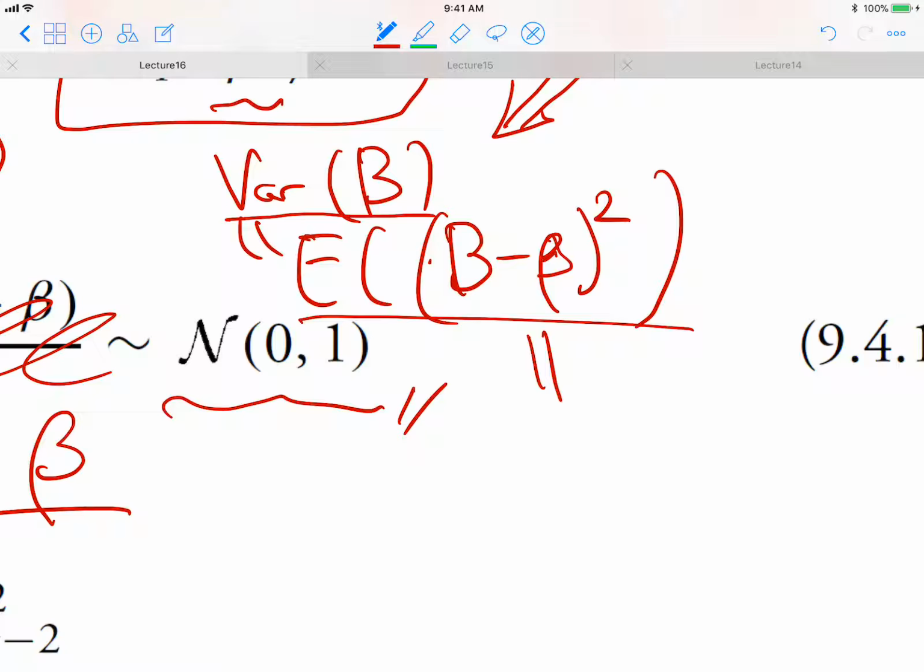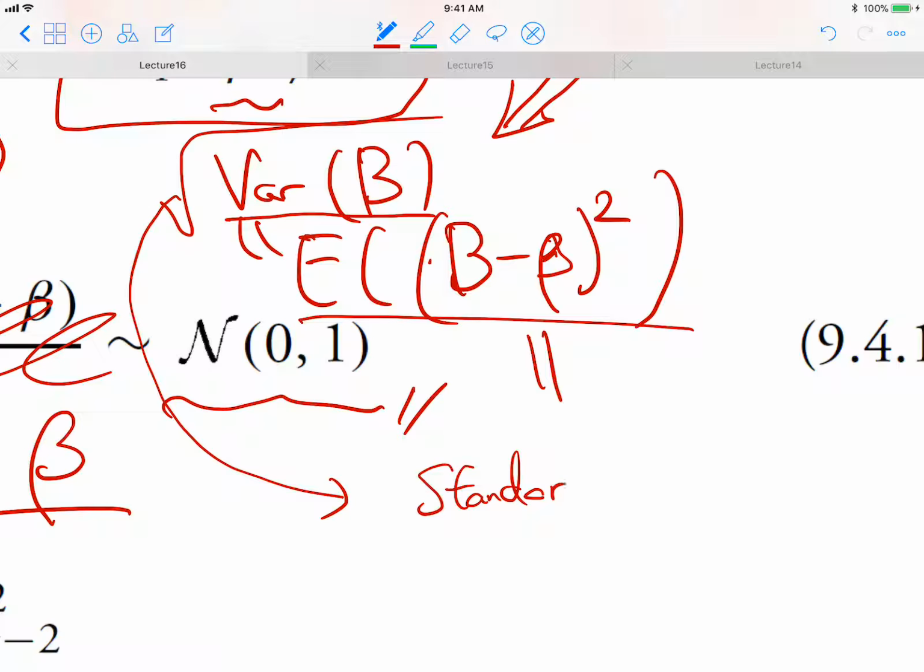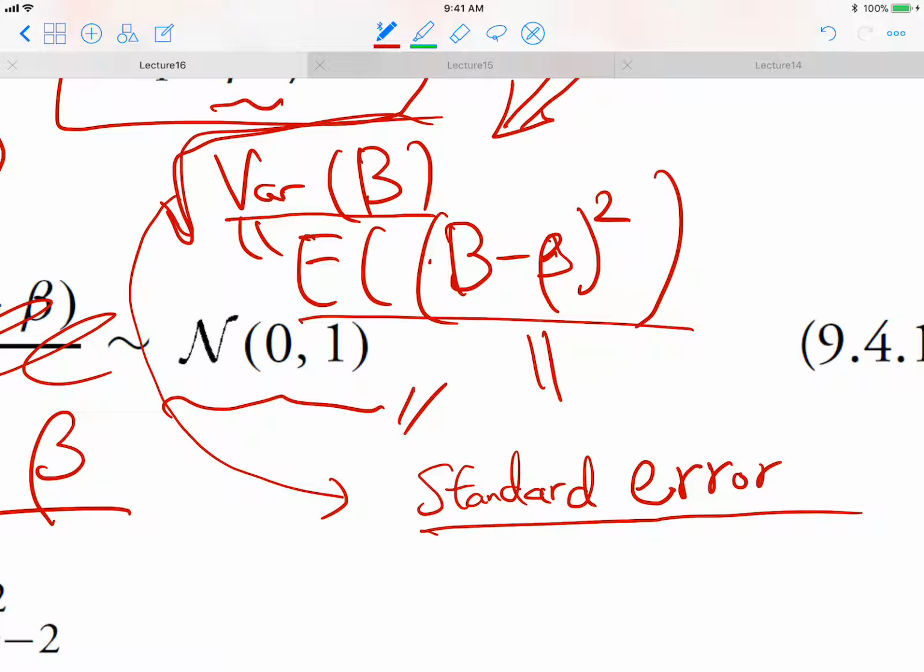And then the standard deviation of this variance of our estimator, what was it called? It had a special name. Standard what? In the context of an estimator. So what was the name of this standard deviation of our estimator, B? Standard error, right?